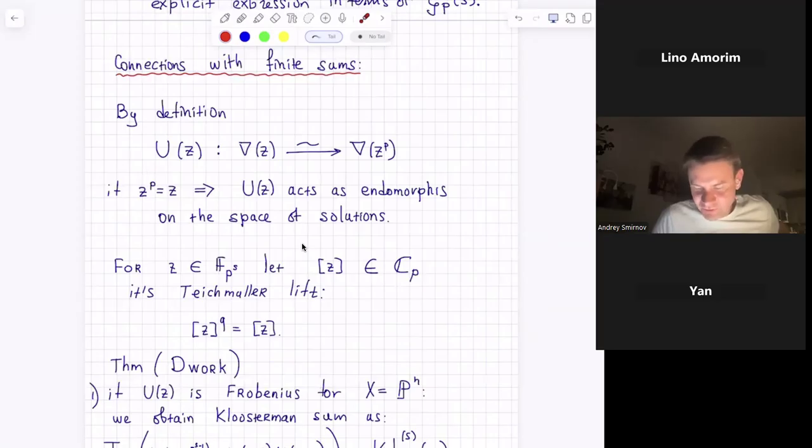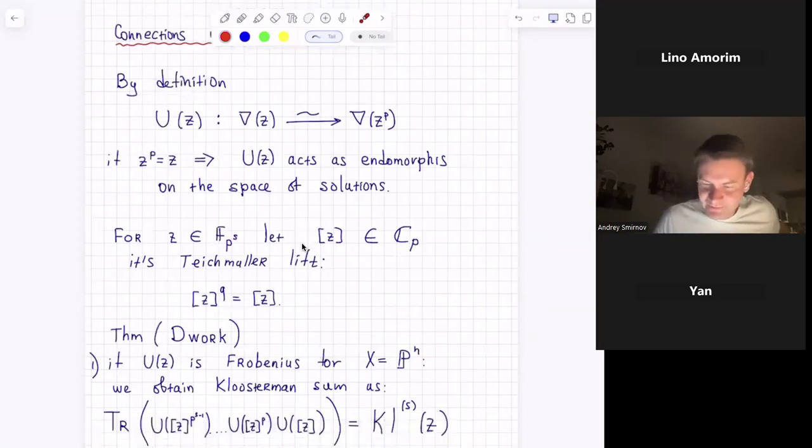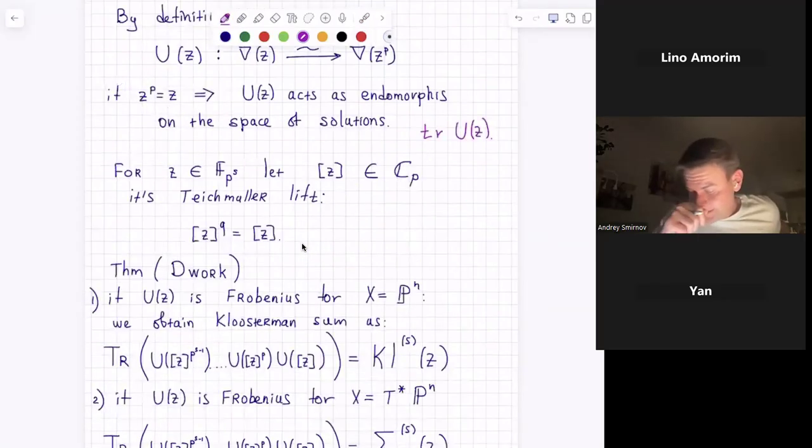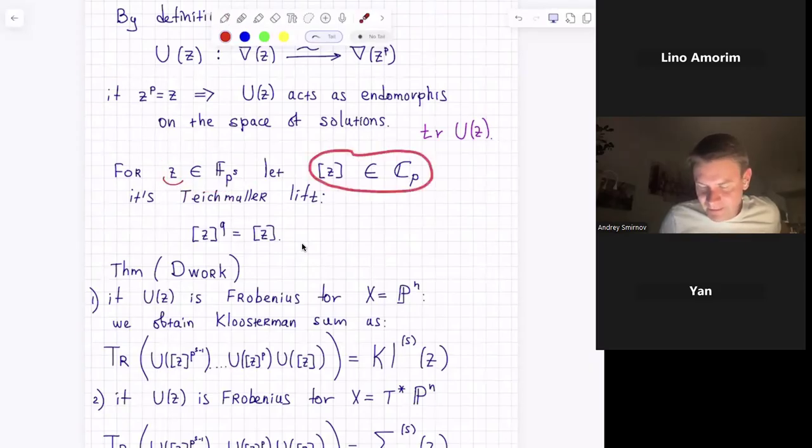So it's not mapping z to the power p, but it just becomes an endomorphism of the space of solutions. And so, for example, the trace of this matrix is well defined. So now we can study traces or determinants, like characteristic polynomials of these matrices. So the trace of U_z is well defined, and it's going to give you some invariant of your equation, right? And so p-adically, we can do the following. We can take any element z, say any element of a finite field, and then lift it using the Teichmuller lift to a p-adic number.